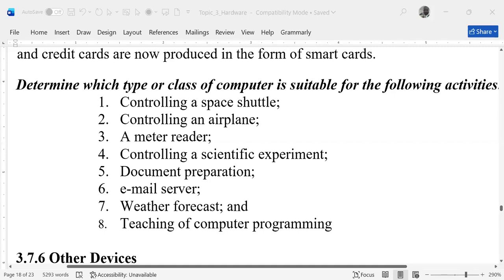So are you listening to me? Yes, please. Click the question. If you go to the LMS, click the question text: determine which type of computer is suitable for the following activities. Just click it, and when you click it and come down, you see the ratings underneath. Watch through.